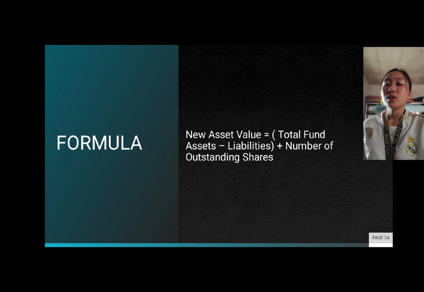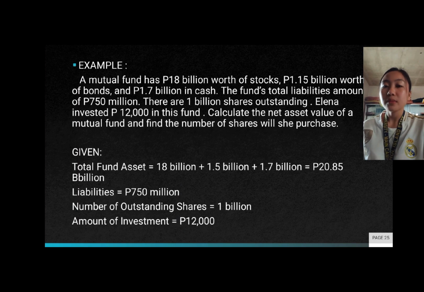So for us to learn how to compute the net asset value, let's have here an example. A mutual fund has 18 billion worth of stocks, 1.15 billion worth of bonds, and 1.7 billion in cash. The fund's total liabilities amount to 750 million pesos. There are 1 billion shares outstanding. Elena invested 12,000 in this fund. Calculate the net asset value of the mutual fund and find the number of shares she purchased.